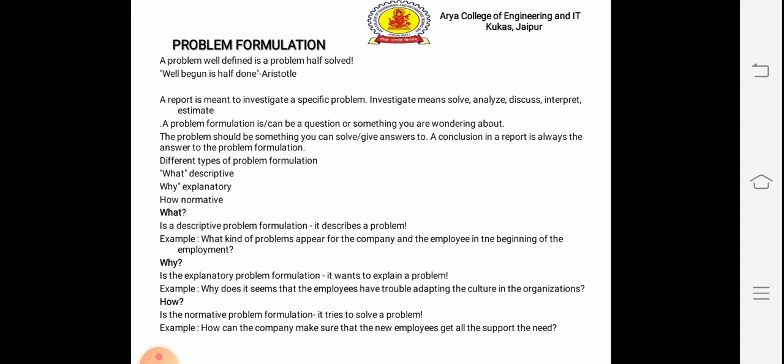It wants to explain a problem. Example, why does it seem that the employees have trouble adapting to the culture in the organization? Now, what is the normative problem formulation? It tries to solve a problem. Example, how can the company make sure that the new employees get all the support they need?